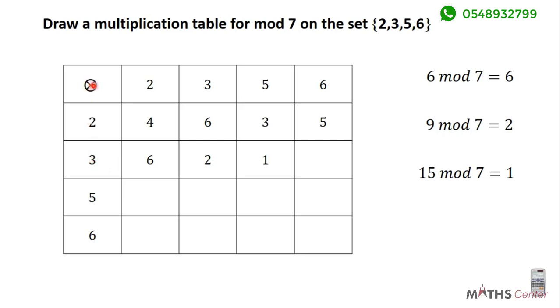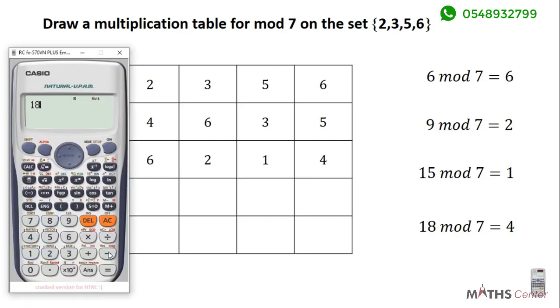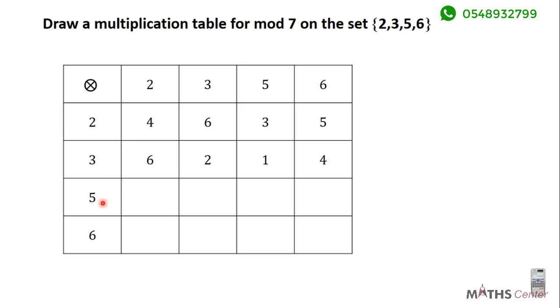Let's move on. We have 3 times 6. 3 times 6 is 18. 18 mod 7 is equal to 4. So you subtract 7 from 18. 18 minus 7 will give us 11. 11 is still not smaller than the modulus, so you subtract 7 from 11 again. So 11 minus 7 will give us 4. It means that 18 mod 7 is 4. Let's move on to the next rule. 5 times 2 will give us 10. 10 mod 7 is 3. You subtract 7 from 10, you get 3.